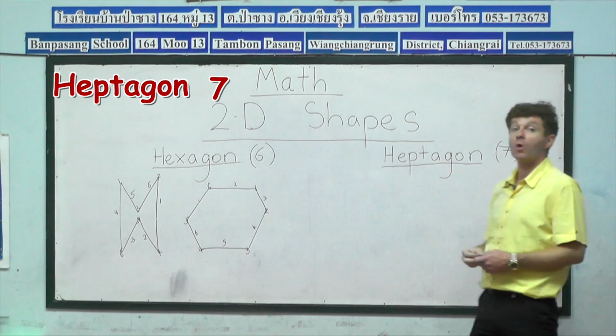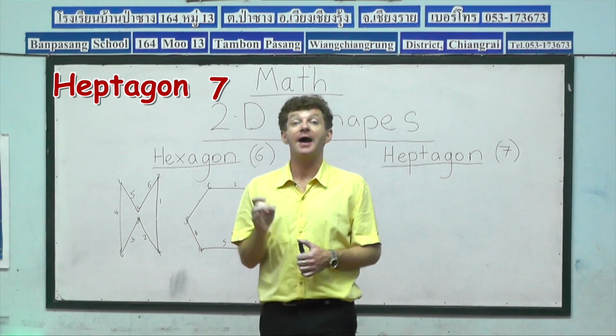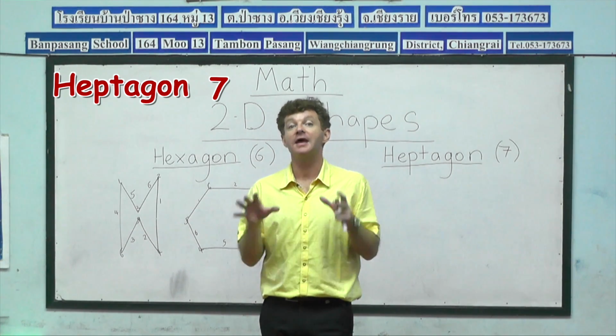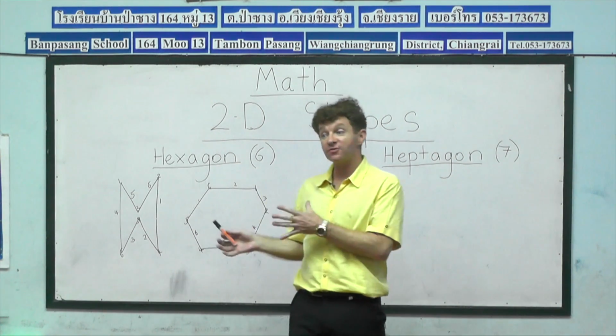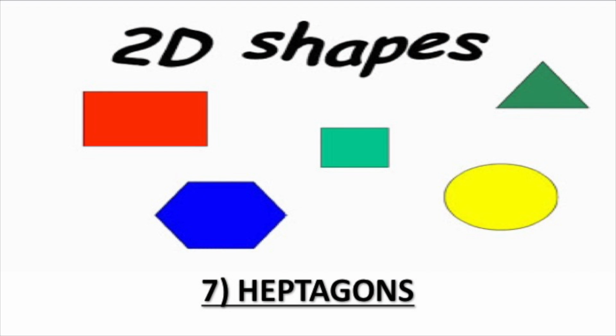So now, what we're going to do is we're going to take a look at a video and a PowerPoint presentation so that we can better understand and learn more about heptagons. So let's all turn our chairs to have a look at the TV screen, guys. We're going to look at the PowerPoint presentation about heptagons. And how many sides does a heptagon have? 7. Hepta is 7.